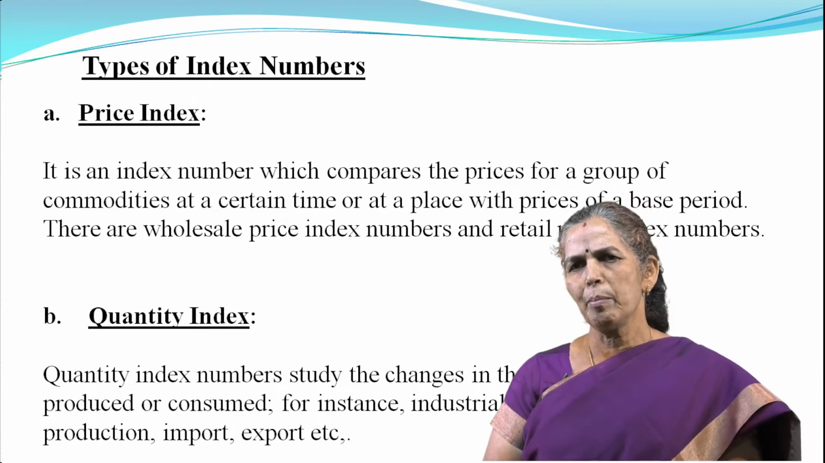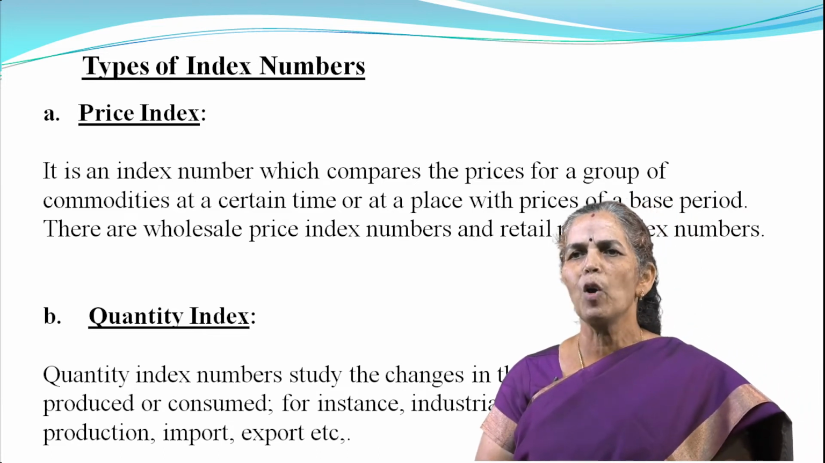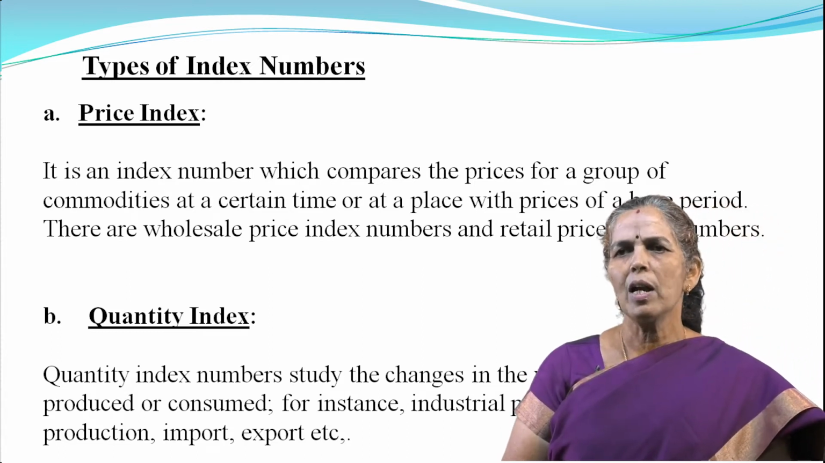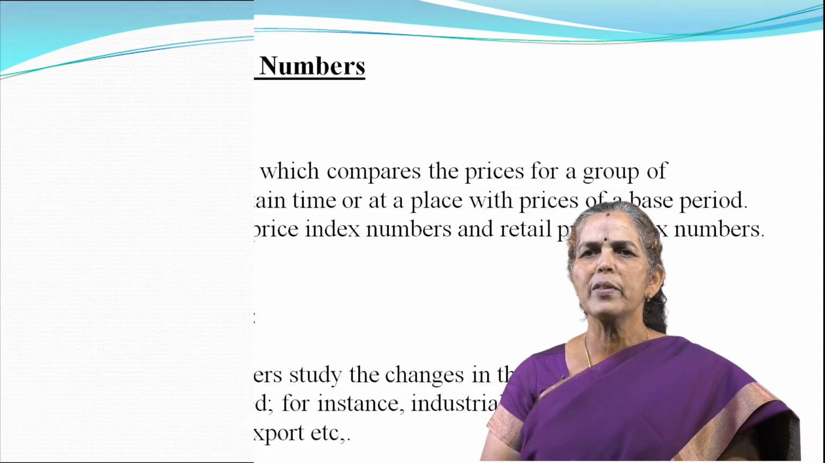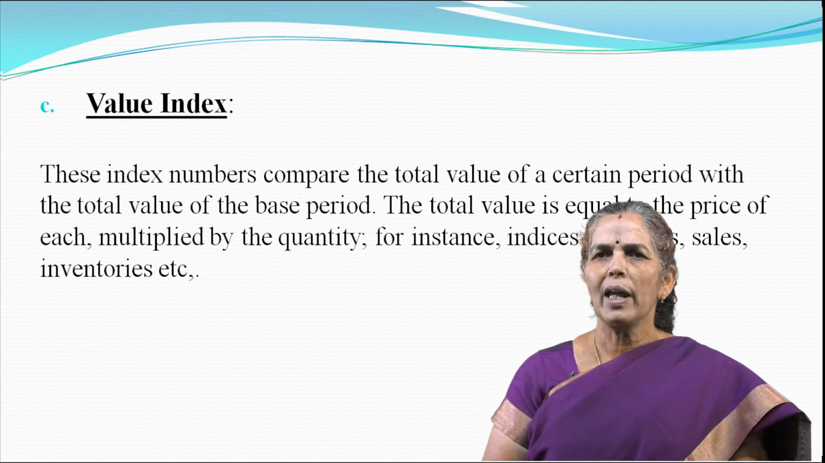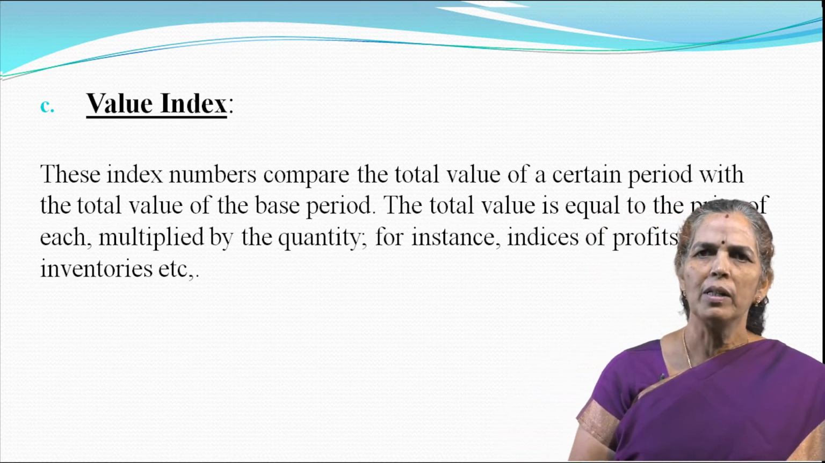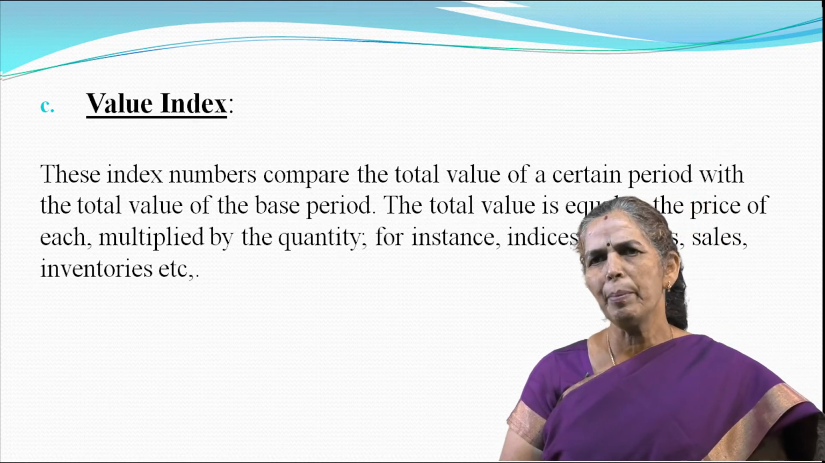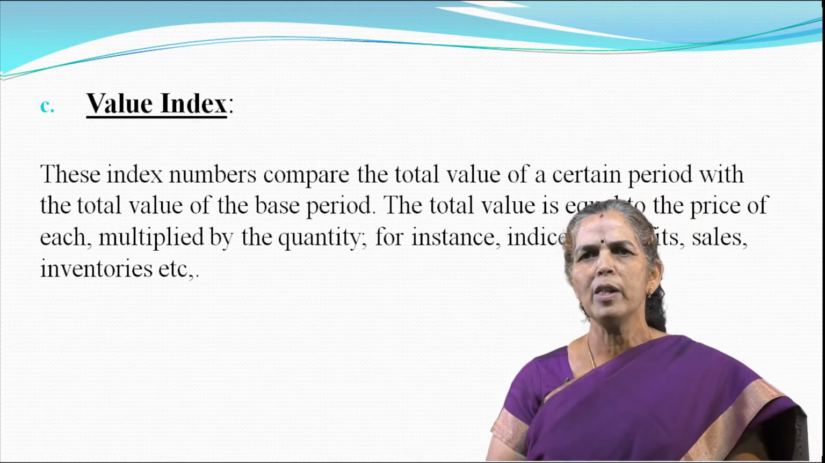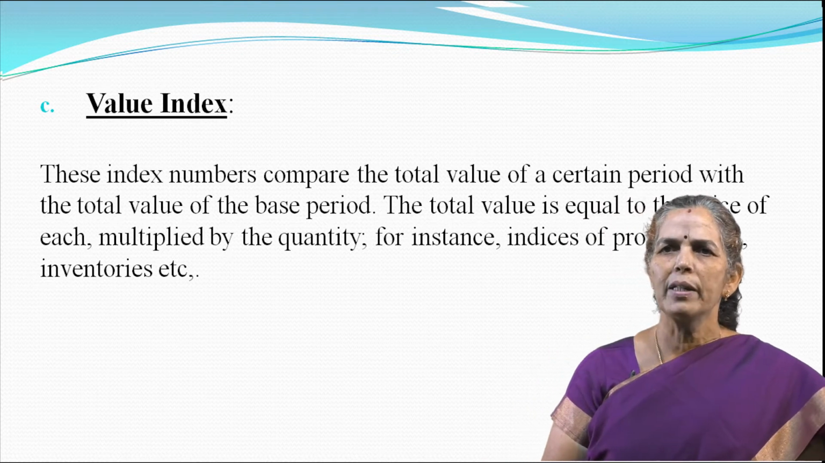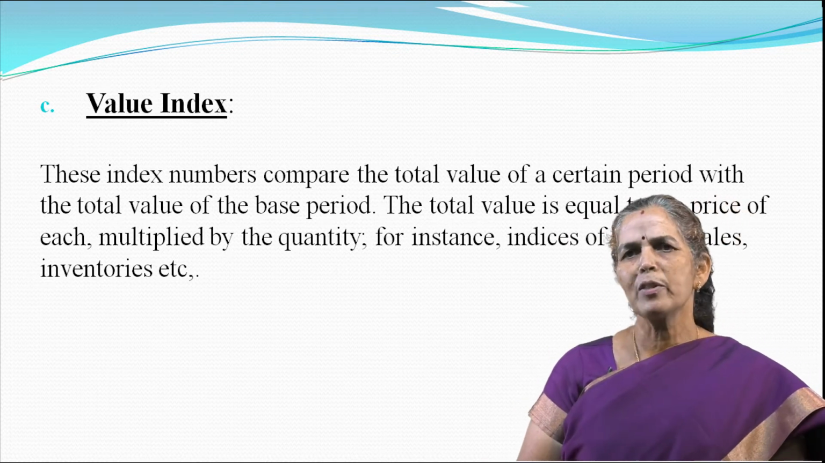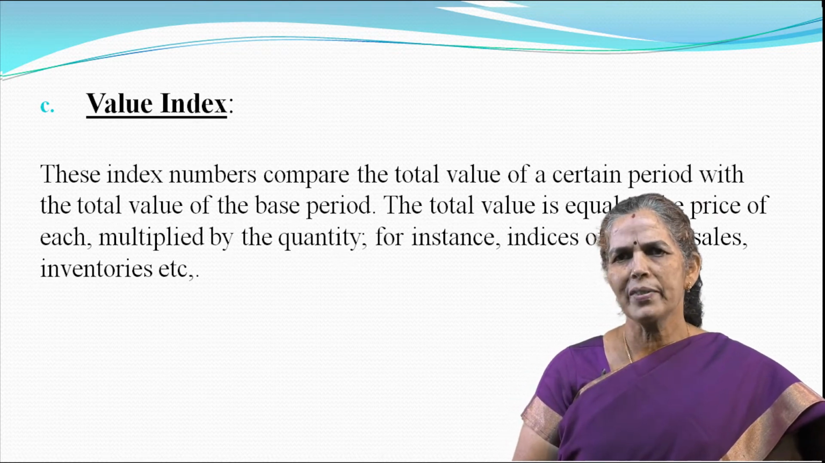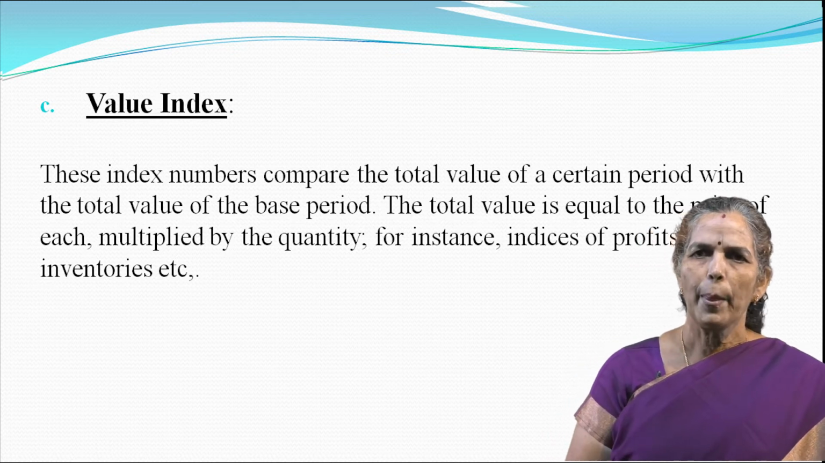Next, quantity index number. Quantity index number studies the changes in the volume of goods produced or consumed. For instance, industrial production, agricultural production, import, export, etc. These are calculated based on quantity index number. Next one is value index number. These index numbers compare the total value of a certain period with the total value of the base period. The total value is equal to the price of each multiplied by the quantity. For instance, indices of profits, sales, inventories, etc.